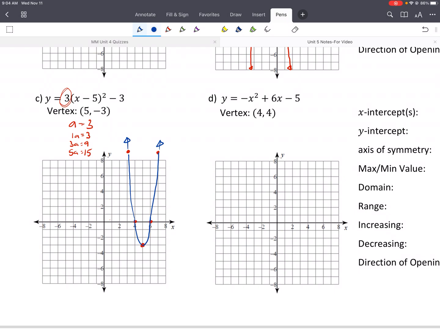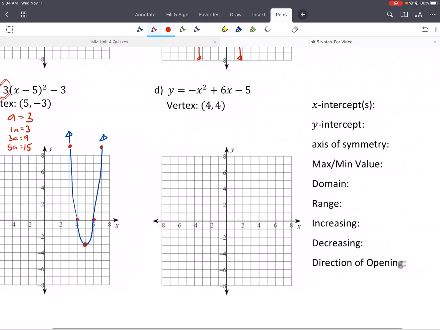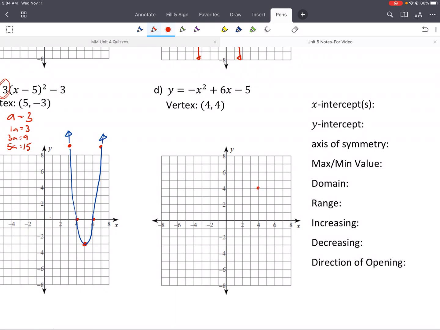Okay. All right, and then D, here we've got 4, 4 is our vertex, so that's right here. And here our A value is a leading coefficient, so that would be a negative 1. So we'd do 1A, 3A, 5A. That would give us a negative 1, a negative 3, and a negative 5. Okay, so we go over 1, down 1, over 1, down 3, over 1, down 5. And we do it on both sides.